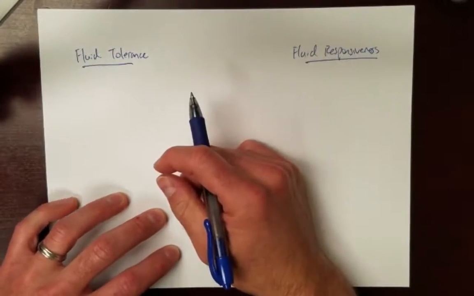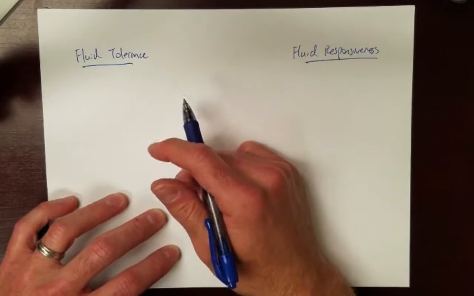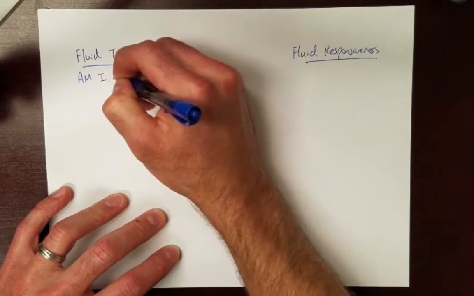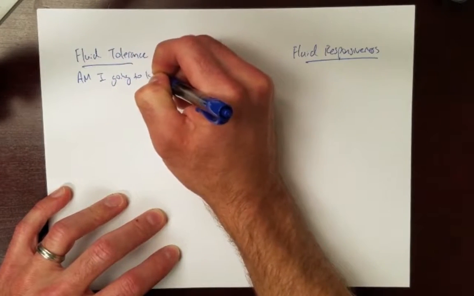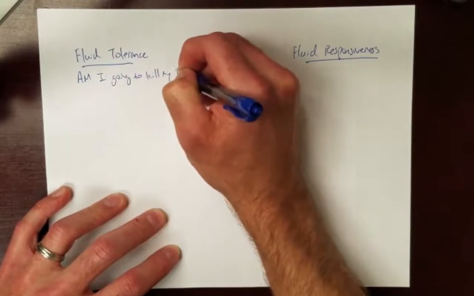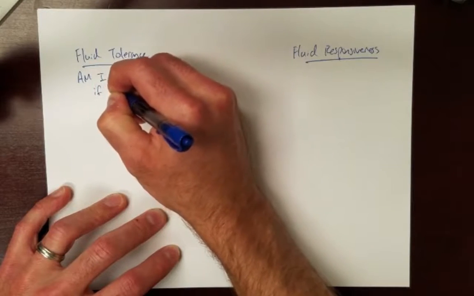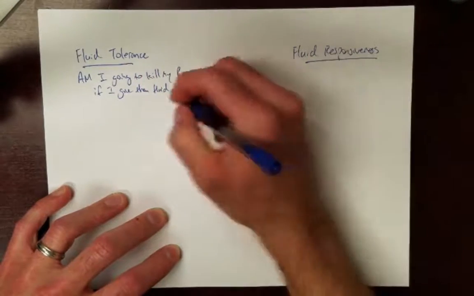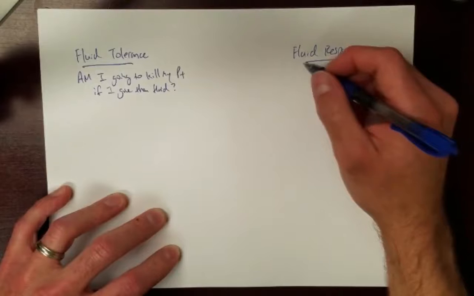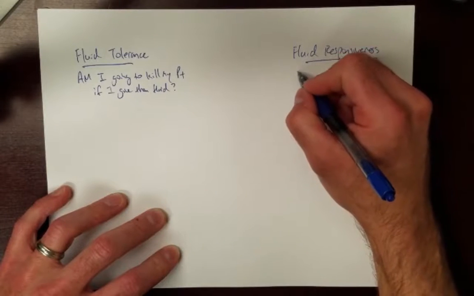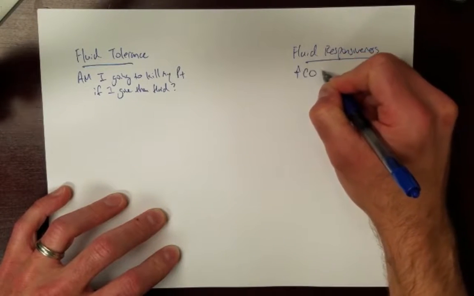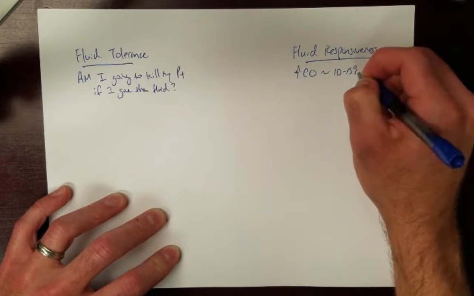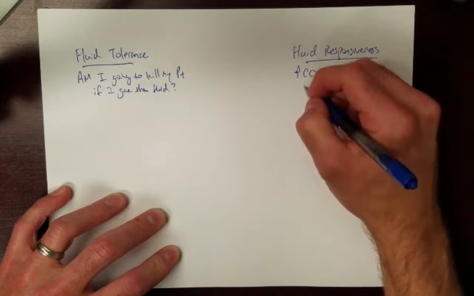So first off, what is fluid tolerance? I think the best way to describe fluid tolerance is, am I going to kill my patient if I give them fluid? I think the best way to describe fluid responsiveness is, am I going to get an increase in cardiac output of 10 to 15% if I give fluid?